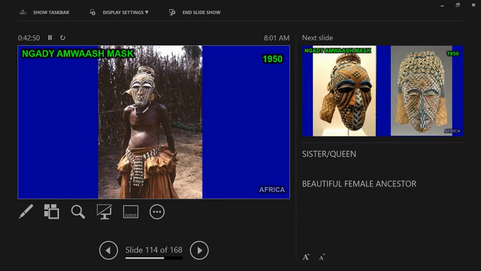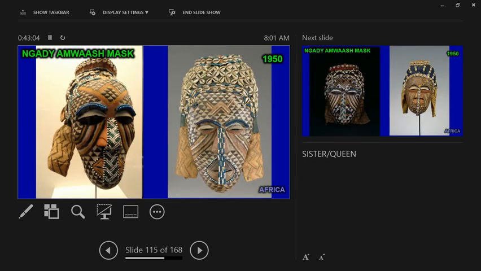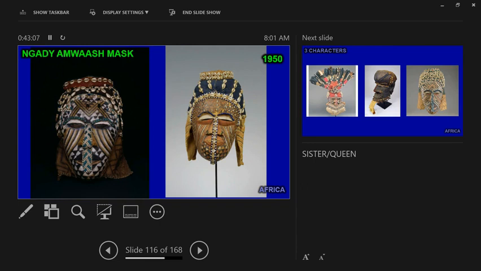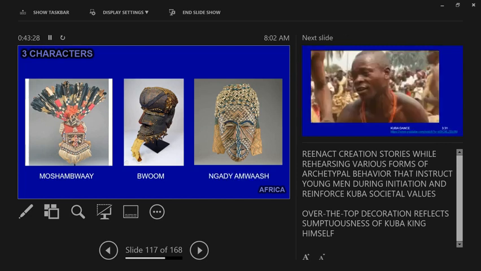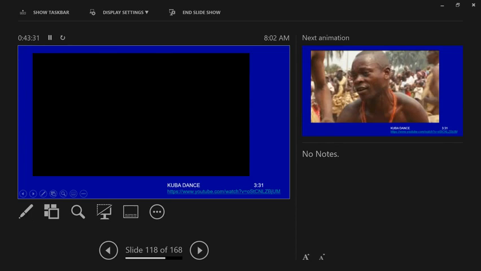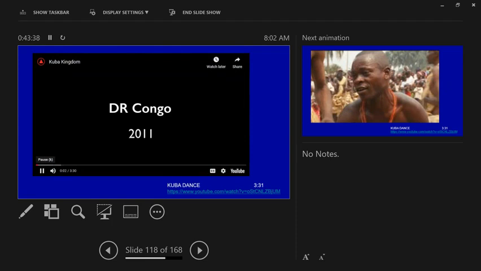This is the Ngadi Amwash mask, and she is the sister and the queen. And she is quite beautiful, and you can see a lot of detail in the patterns that are on the mask. All right, and so they reenact creation stories while rehearsing various forms of archetypal behavior that instruct young men during initiation and reinforce the Kuba societal values. They have over the top decoration that reflects the sumptuousness of the Kuba king. All right, and then I have a video of this dance, and that'll finish us for African art.